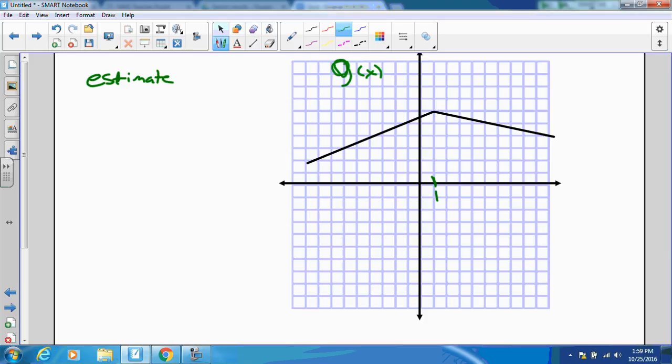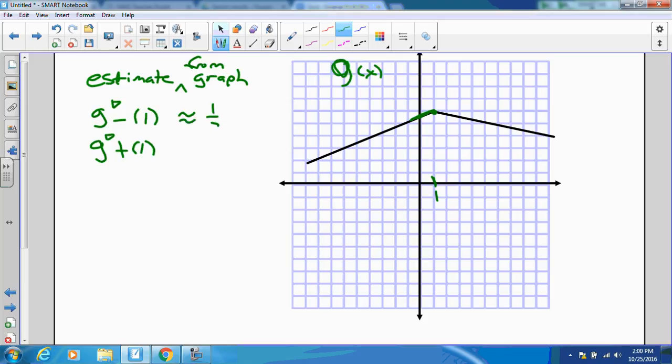And so what we'd like to do now is to estimate from the graph g prime from the left at 1, and g prime from the right at 1. Here we go, g prime left and g prime right at 1. To estimate, I'm going to fix g of 1 right here, and I'm going to draw myself a line that goes in the direction of g and goes to the left. This guy right here.